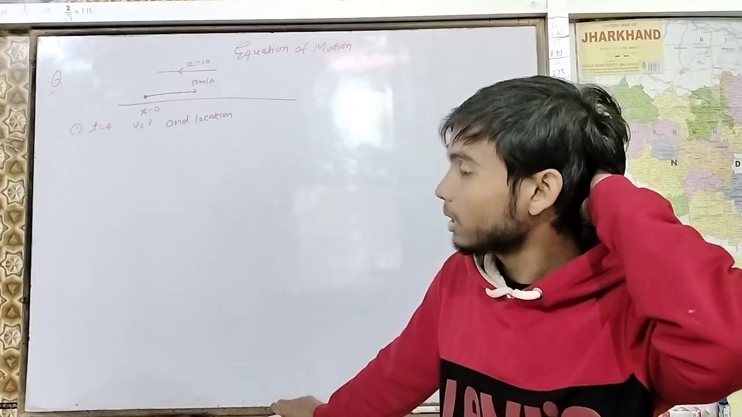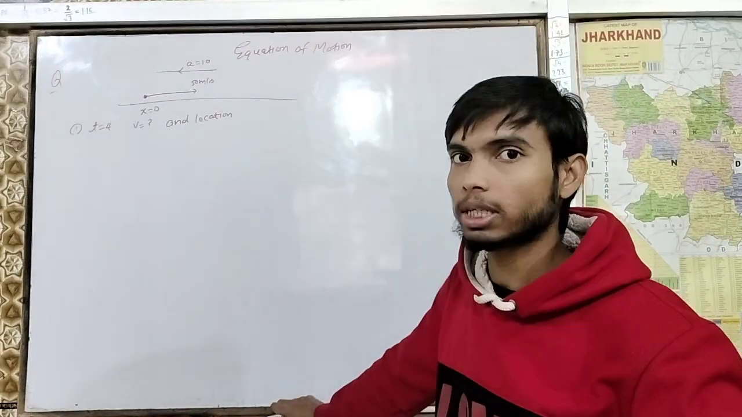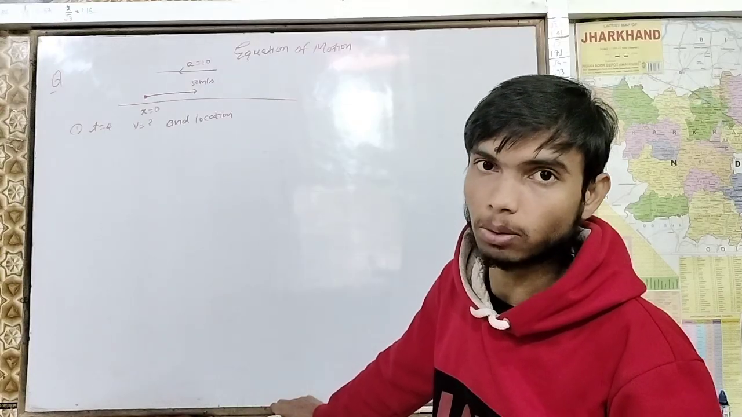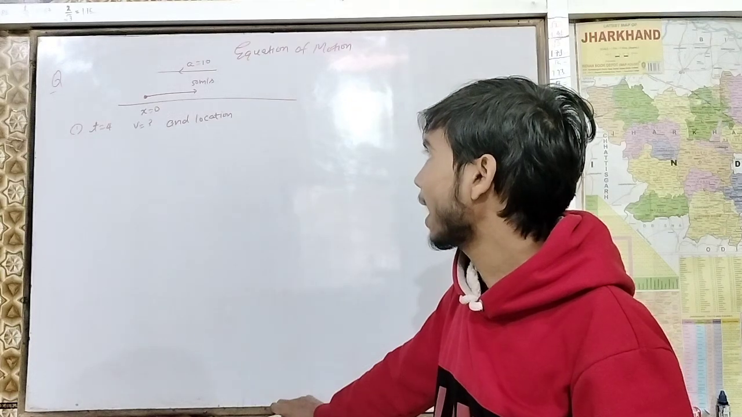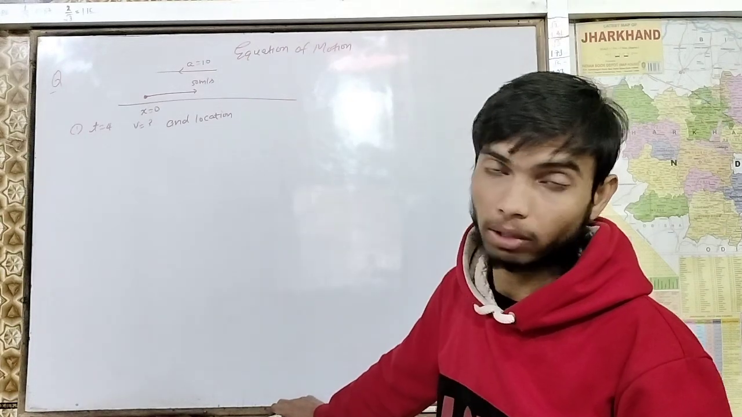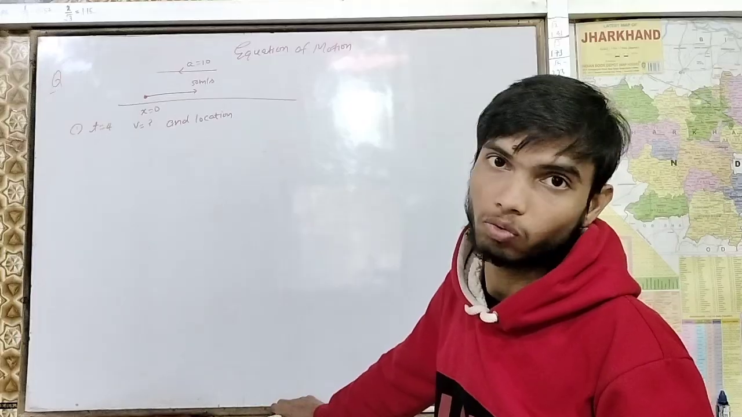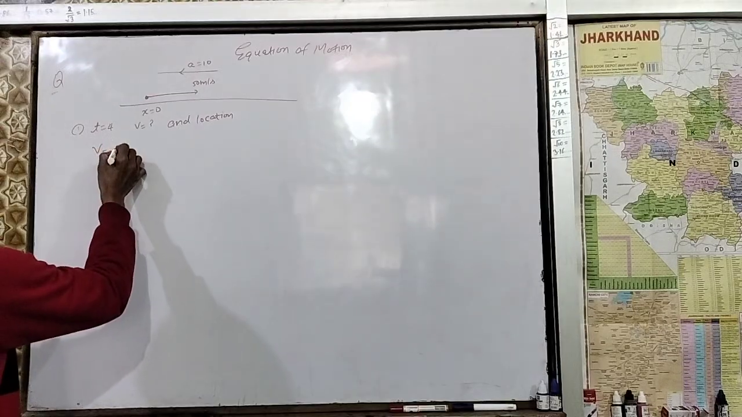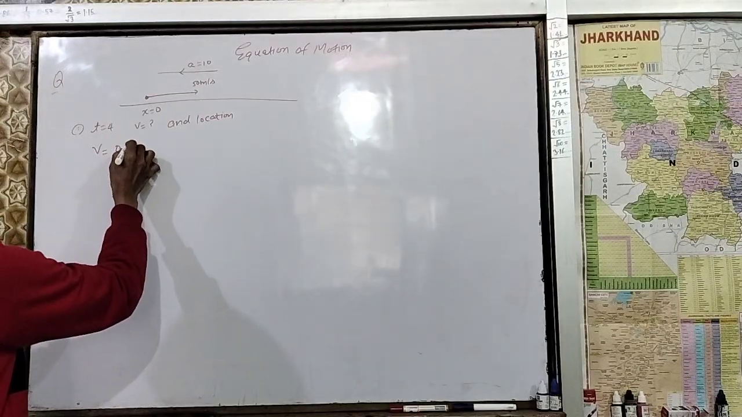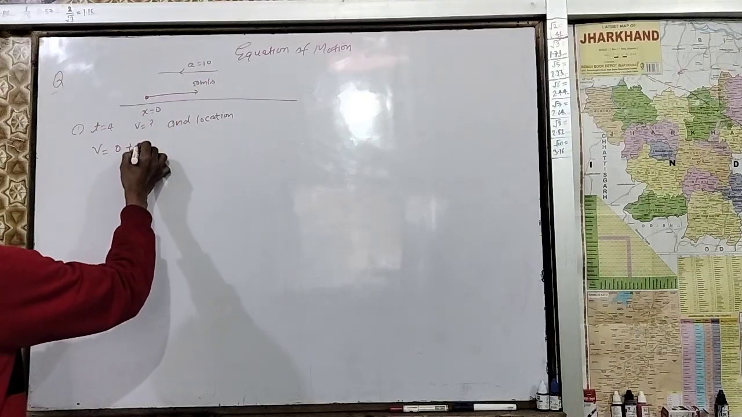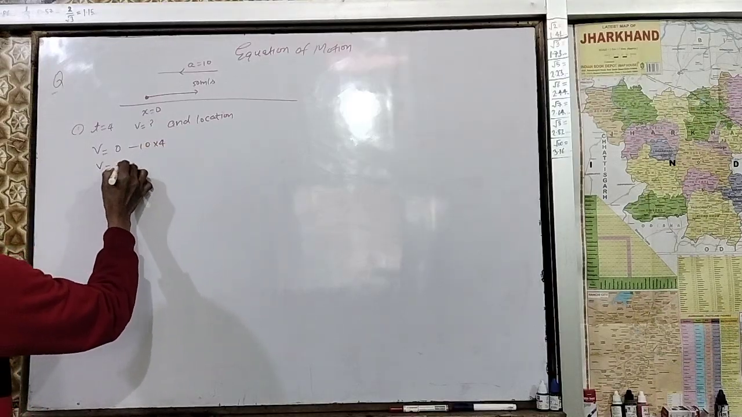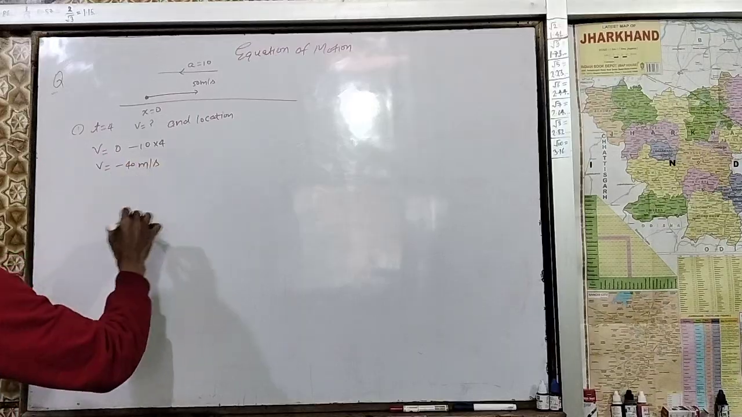So at t equal to 4 seconds, what is the location of the particle? Of course, x will be something other than 0. And what would be the velocity at 4 seconds? The velocity will be u plus at. So a is minus 10, t is 4. So v came as minus 40 meter per second.